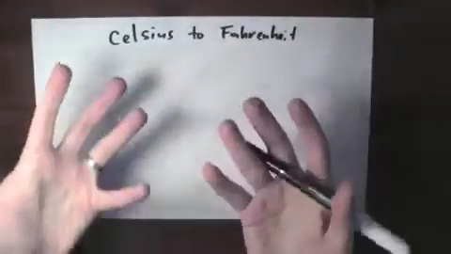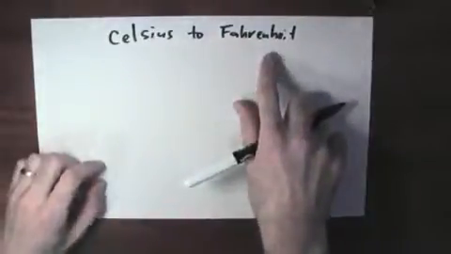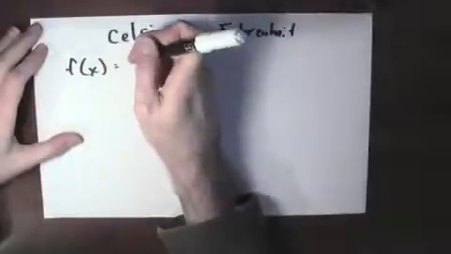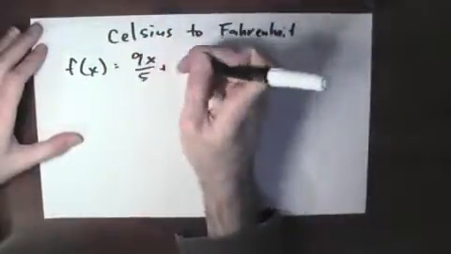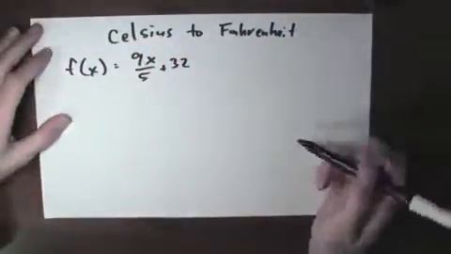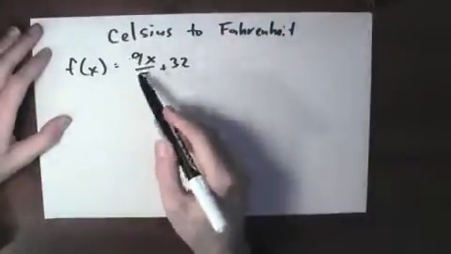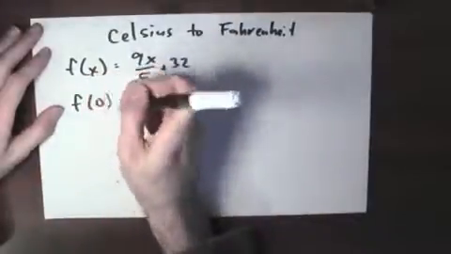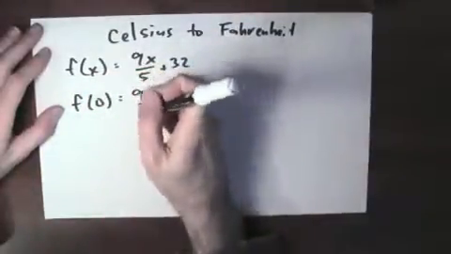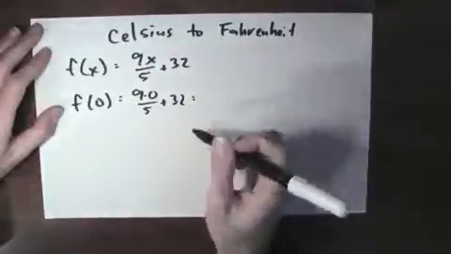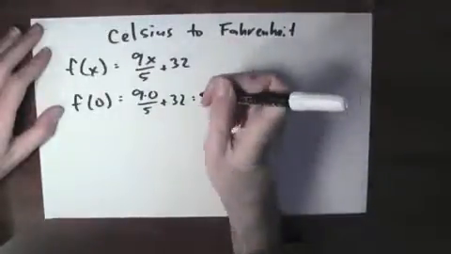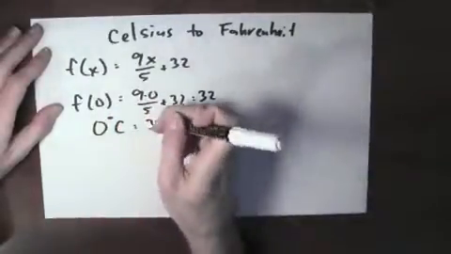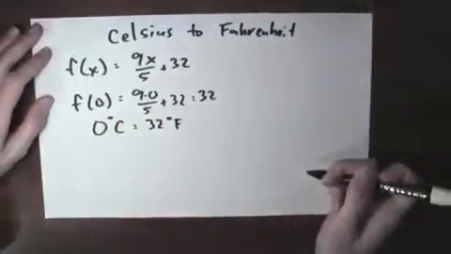So here's one, unit conversion from Celsius to Fahrenheit. These are two different temperature scales. So the function will be f of x is 9 times x over 5 plus 32. So this is just a linear function. It's going to be a number times x plus a number. And let's take a look. What's f of 0? That'd be 9 times 0 over 5 plus 32. Well, that's 0 plus 32. That's just 32. And of course, 0 degrees Celsius is the same thing as 32 degrees Fahrenheit.